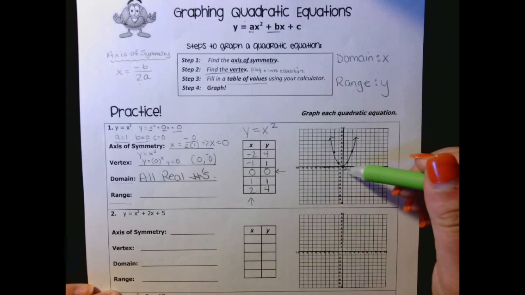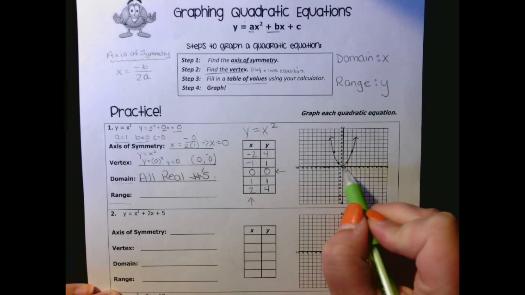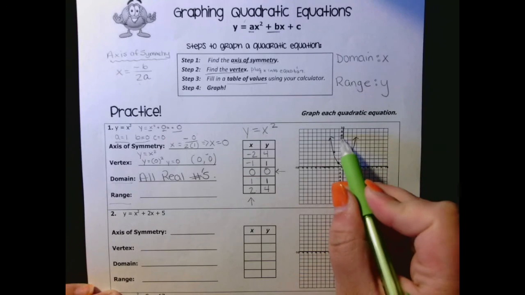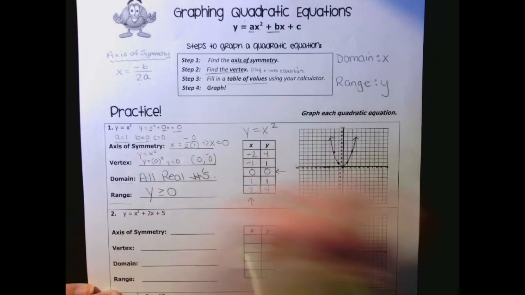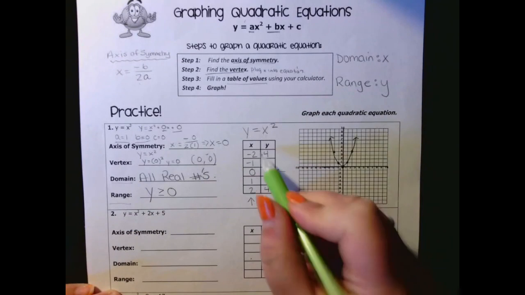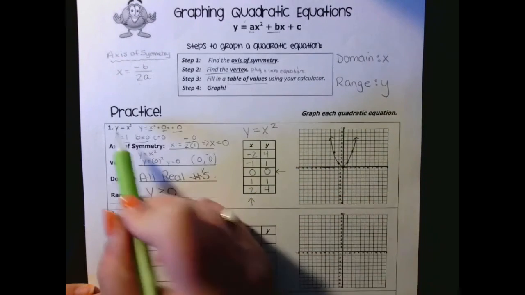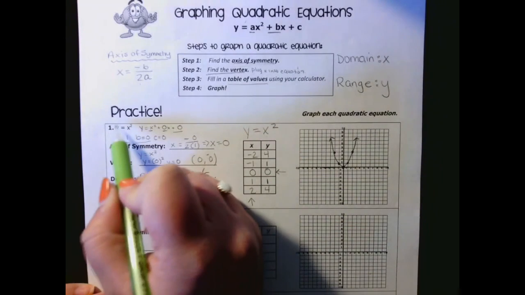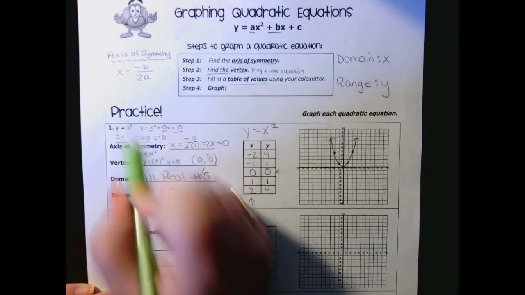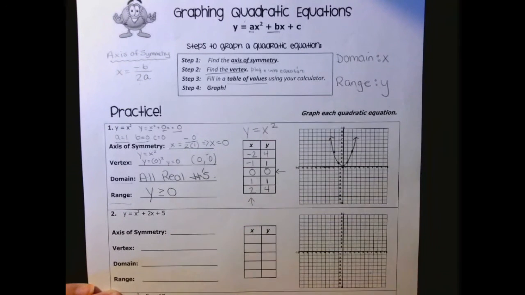So my graph is never going to have a y value that is below 0. My y is always going to be equal to 0 or greater than 0. So my range is going to be y is greater than or equal to 0. Because if I plug in negative numbers, I get a positive for y. I plug in positive numbers, I get a positive for y because they're all squared. So it's always going to come out as greater than or equal to 0.